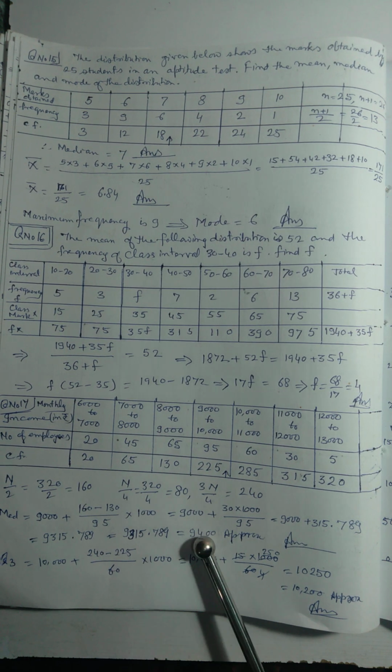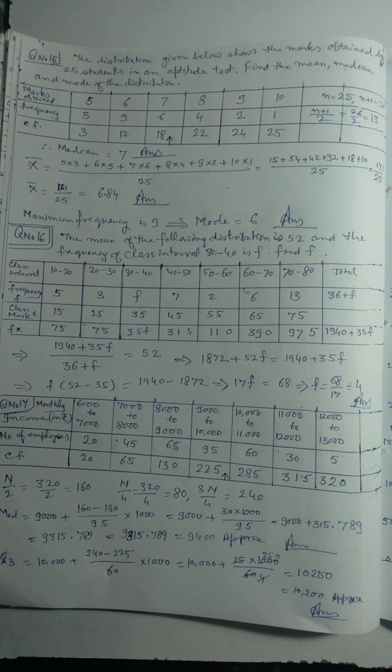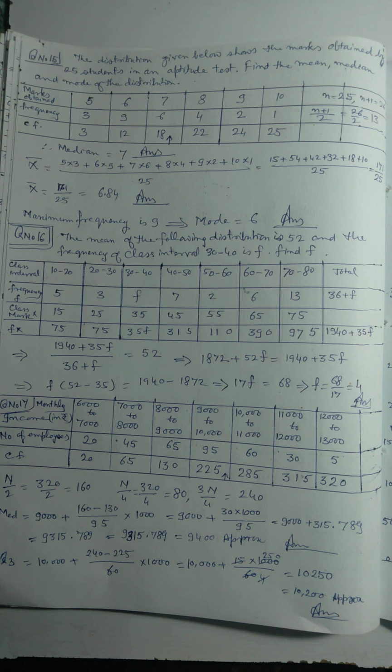Now come to the question number 17. You see the monthly wages. The monthly income of a group of 320 employees in a company is given below. 6,000 to 7,000, 20 employees; 7,000 to 8,000, 45 employees; 8,000 to 9,000, 65 employees; 9,000 to 10,000, 95 employees; 10,000 to 11,000, 60 employees; 11,000 to 12,000, 30 employees; 12,000 to 13,000, that is 5 employees.